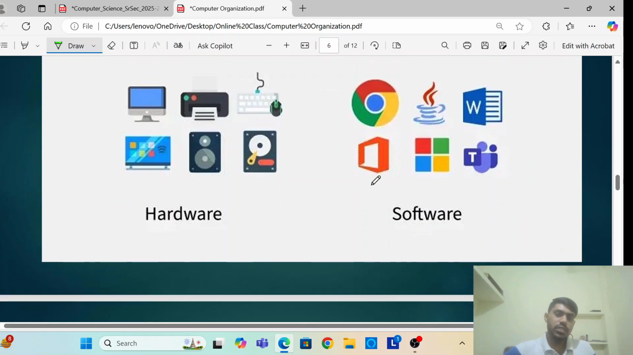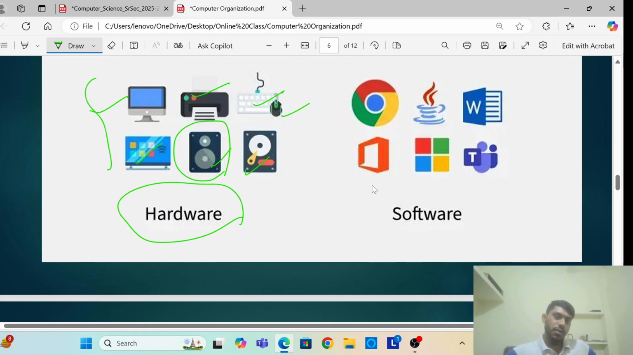So you can see hardware and software: computer, printer, drives, keyboard, mouse. This is a monitor, and these are some devices like drives. What is this called? Hardware device, because it is a physical device. That's what is called hardware.